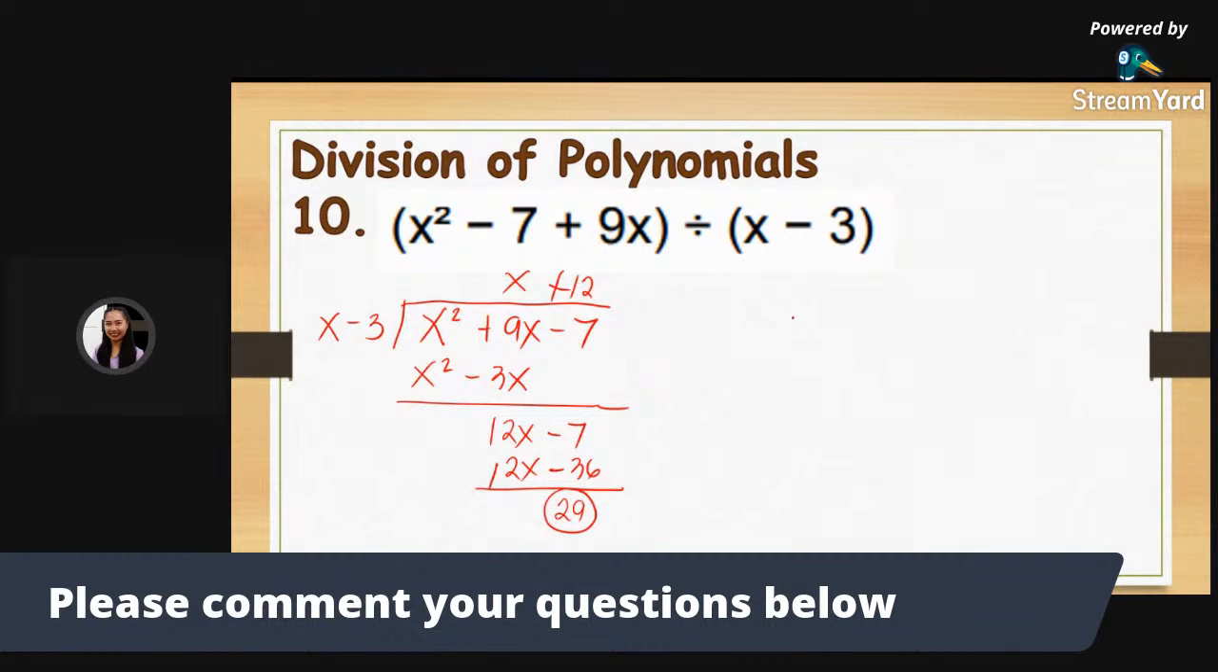If you are going to check it, we have 1, 9, negative 7 by 3. Okay, so bring down 1, 3, 12. 12 times 3 is 36. And 36 minus 7, we get 29. So this will be the remainder.